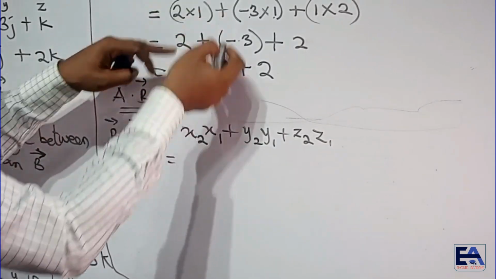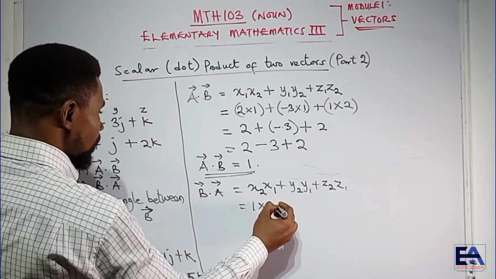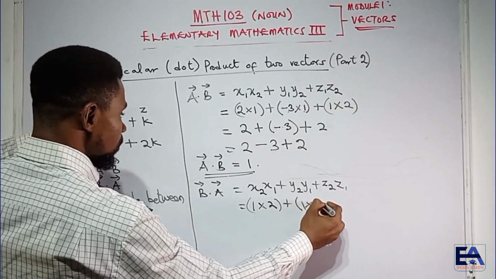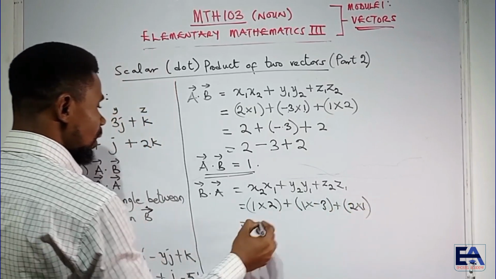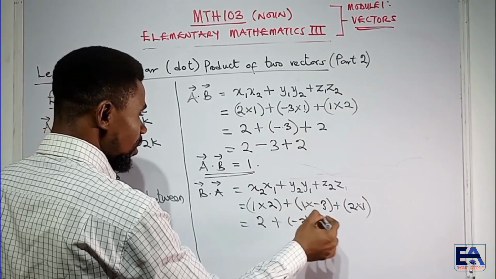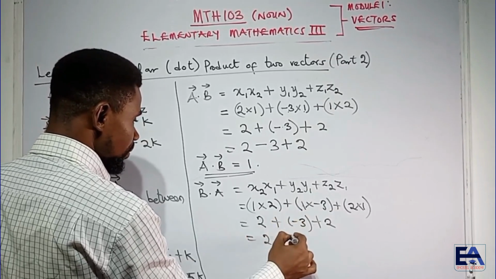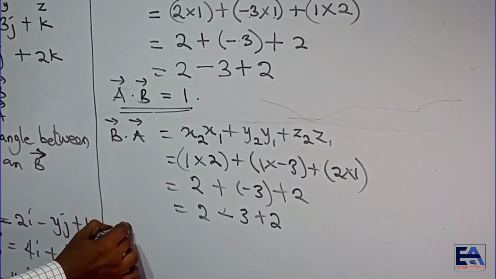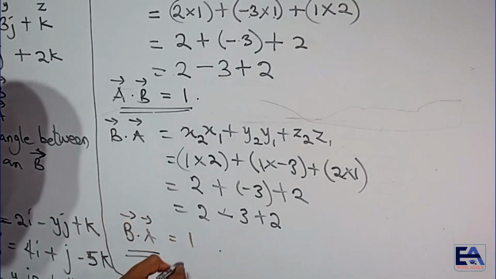So, we have 2 times 1 here before, because this is 2 and this is 1. It's now going to be 1 times 2. So 1 multiplied by 2, plus 1 times minus 3, then plus 2 times 1. At the end of it all, we have 2 plus 1 times minus 3, that's negative 3, then plus 2. So which is 2 plus times minus is minus 3 plus 2, and you still end up getting the same answer. So B dot A is equal to 1, as you can see.